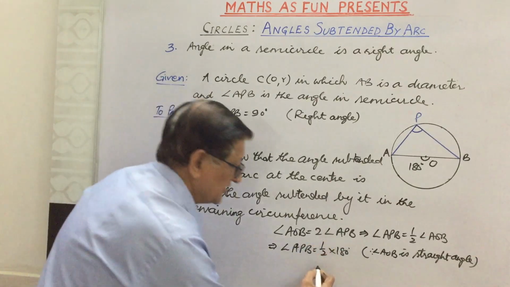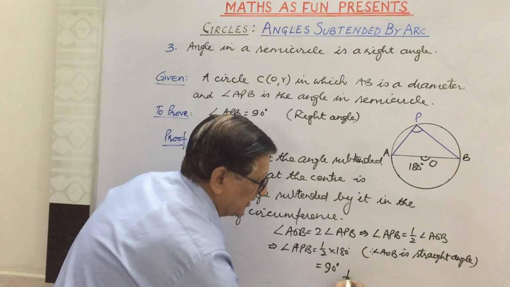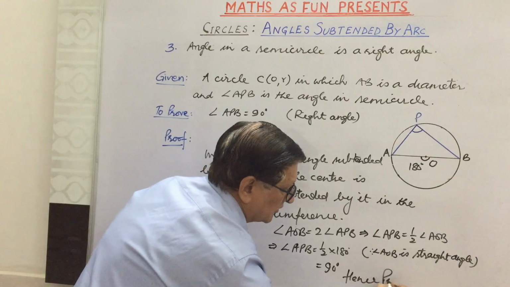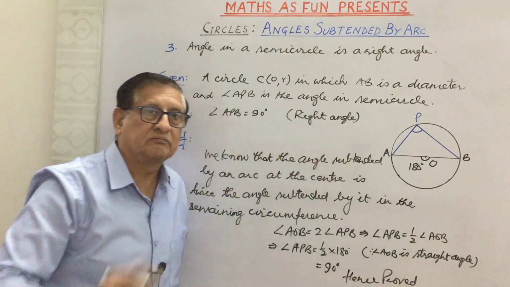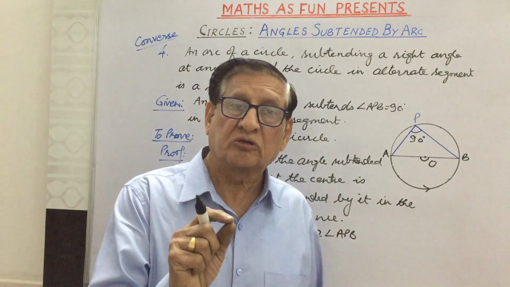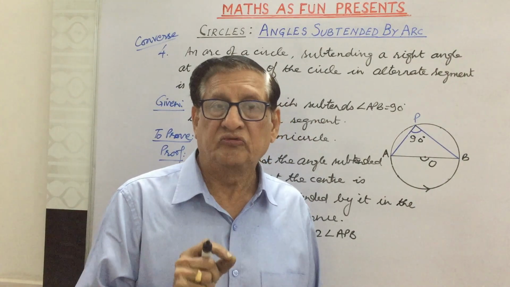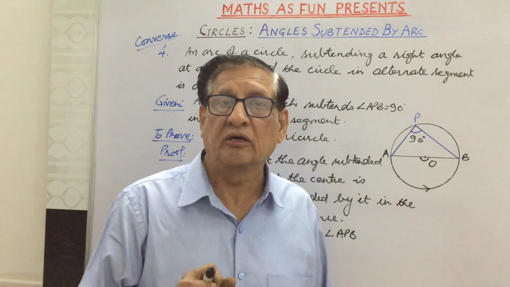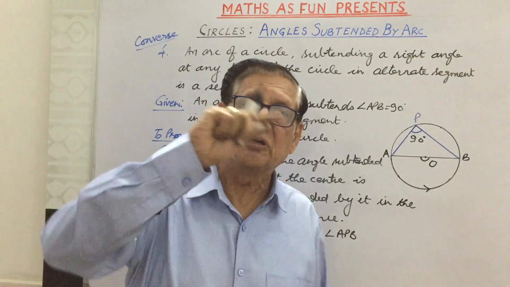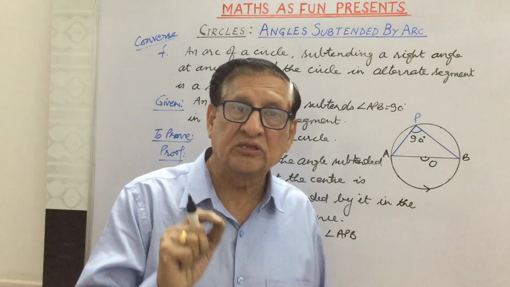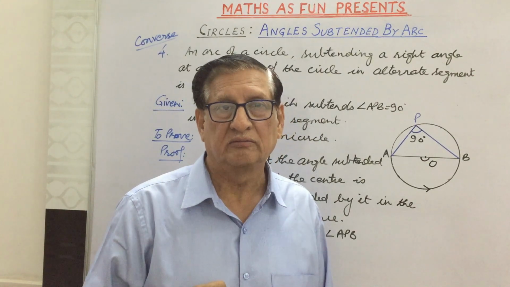And half of 180 means this is 90 degree, and that's what we have to prove. The converse of this theorem states that if there is an arc which subtends an angle of 90 degree or a right angle in the alternate segment, then the arc is a semicircle.